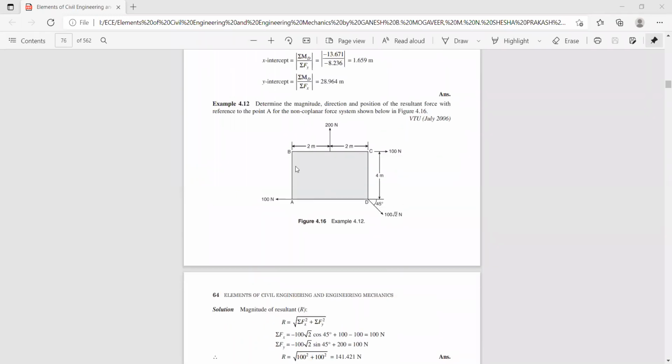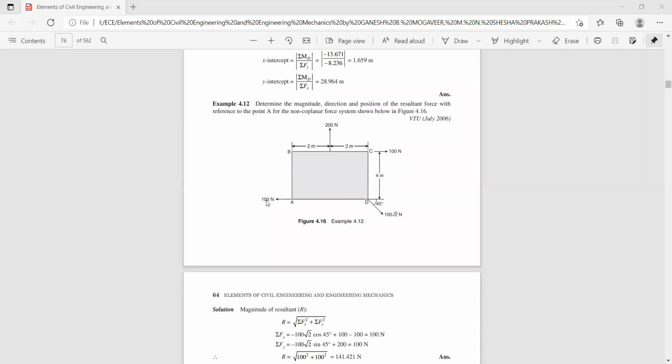Now anyway, let us find the moment of all the forces with respect to point A. Since the 100 Newton force is acting along line AD, the perpendicular distance is 0, we can neglect this. Next you have the 200 Newton force, acting like this, correct? So force into perpendicular distance, 2 meters. So it is creating an anti-clockwise moment with respect to point A. So minus 200 into 2. Then you have the 100 Newton force. It is acting like this, correct? So force into the perpendicular distance, the height is 4 meters. So it creates a clockwise moment.